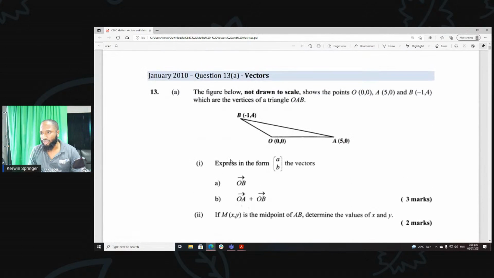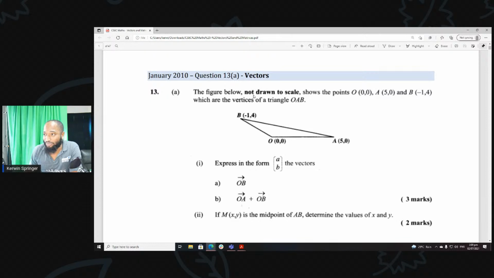So January 2010, question 13A, vectors, back in the days when it had 13 questions. And before I start my live, I must big up the parrot in the background. I just choose to make noise when I go live.